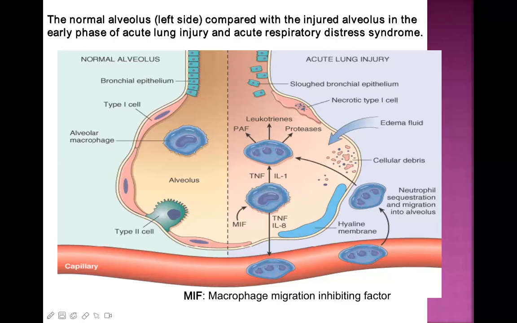There is one short form, MIF. That MIF is macrophage migration inhibiting factor. This is another type of cytokine. Okay, so let's move on.